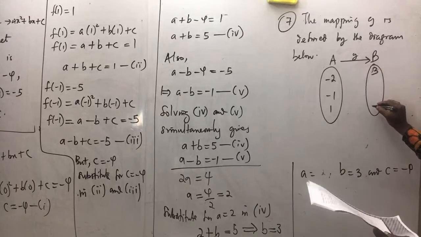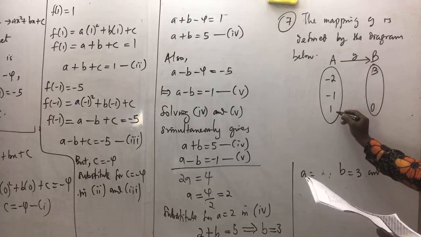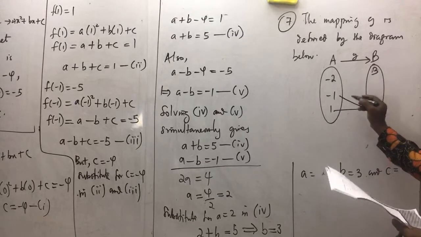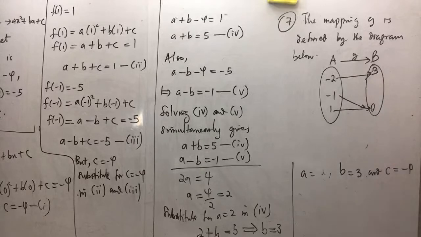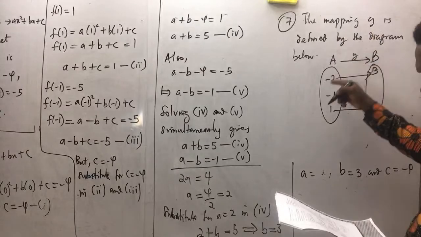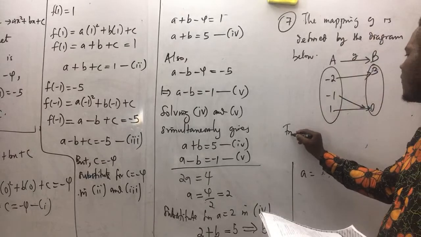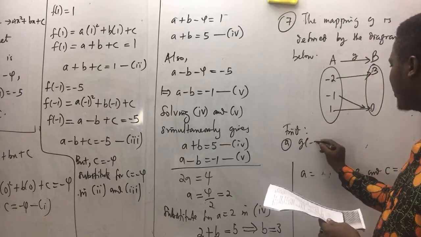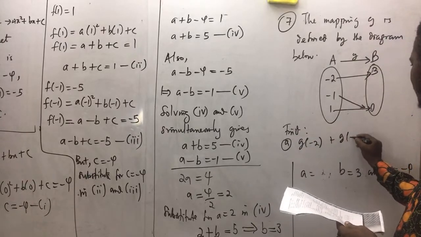We have 3 and we have 0. Okay, so we have this, and we have this. Okay, so this is clearly a mapping. Now, what are we asked to find? The mapping G is defined by the diagram below. The question says find G of -2 plus G of -1.